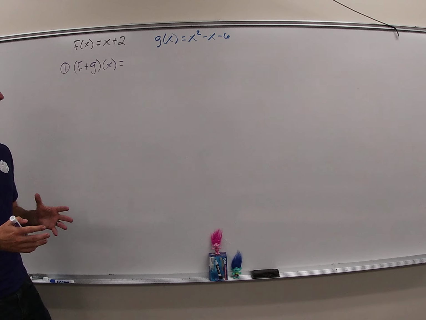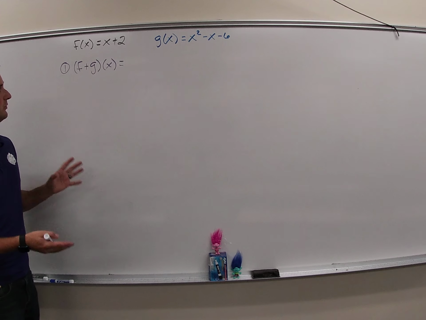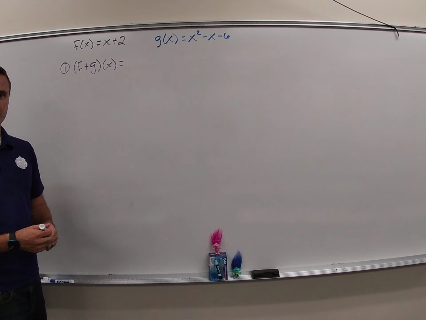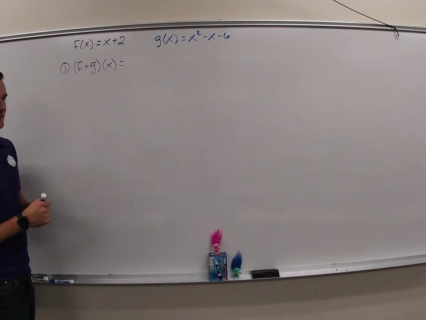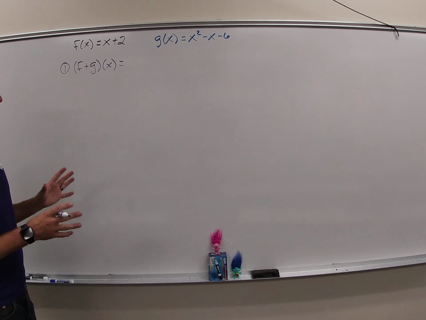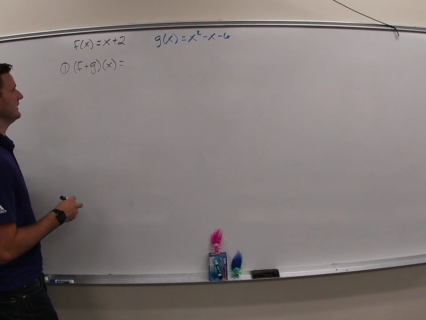We're going to take a look at how to perform operations with functions. So today, we're just going to add and subtract two functions together. Addition is the easiest because really all we're doing is combining like terms, and you don't really have to worry about any sign changes or anything like that.